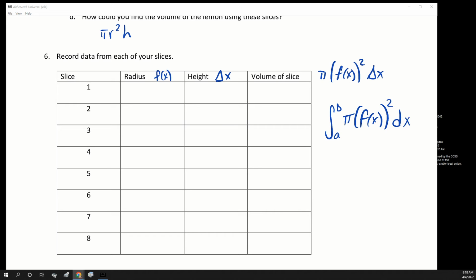All right. And then how could you make your measurements more accurate? What did y'all say for the last question? If you're just slicing it, we could make more slices. More, thinner slices. But if we do an integral, you're basically doing an infinite number of slices. So the integral will actually give you the volume.